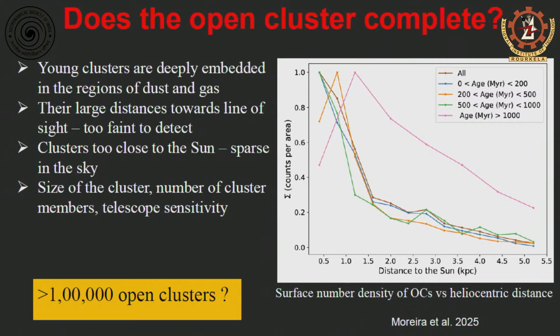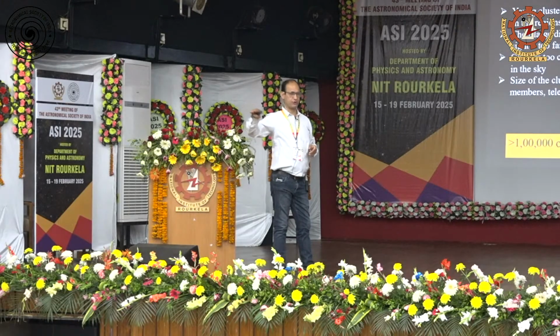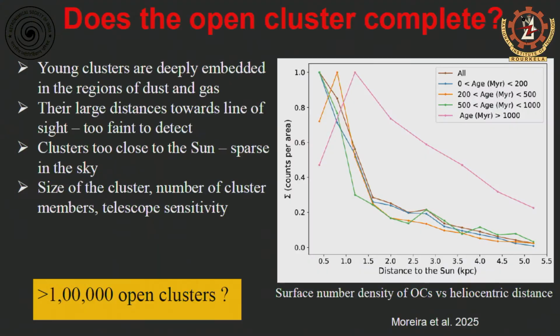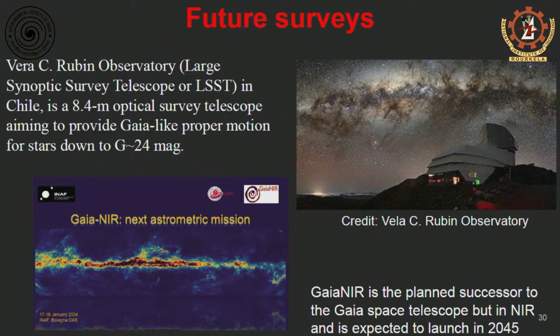In one of the recent studies, Murera et al., 2025, they found that the density of star clusters is decreasing. Otherwise, it should be uniformly distributed if the sample were complete, but that is not happening. What does it mean? That the star cluster sample is not complete as yet. We have more than 6,000 star clusters, but we still expect more than 1 lakh star clusters. So in future, things may be better because we will have the Rubin Observatory in the southern hemisphere.